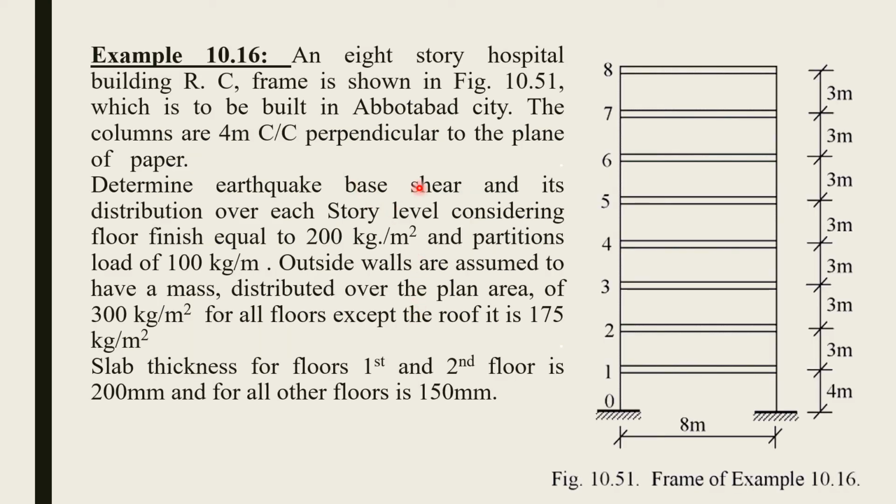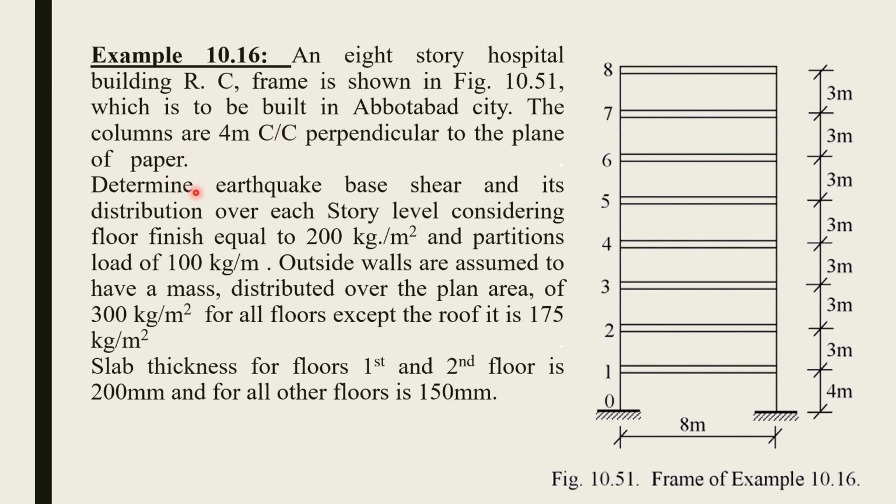Now this is example 10.16. I will discuss in detail. An 8-story hospital building, an RC frame, meaning reinforced concrete frame, is shown in this figure, which is to be built in Ahmedabad city. You can use any city, depending upon whether you are going abroad or to any country; you will select that city. The columns are 4 meters center to center, perpendicular to the plane of the paper. In this direction the column spacing is 8 meters, but in the other direction the column spacing is 4 meters.